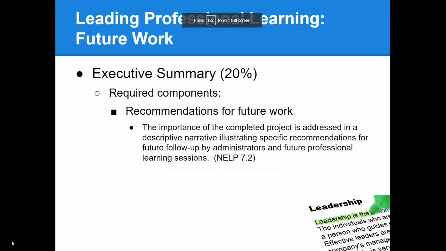One of my favorite parts, recommendations for future work. The best professional learning is always ongoing and sustained. So what's next in your professional judgment in terms of the work that you're doing? If you were an administrator, or you're handing it off to an administrator at your school, what are the next steps for these professional learning sessions?